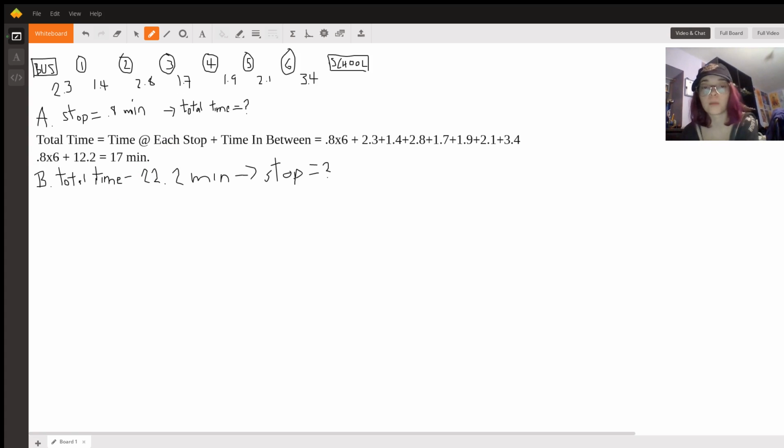So then for part B, the second part of this problem, we're going to do something very similar. We're using this exact same equation here. The only difference is that now we know the total time and we're solving for the time at each stop, whereas before we knew the time at each stop and we were solving for the total time. So here we have our same equation. Total time equals time at each stop plus time in between.